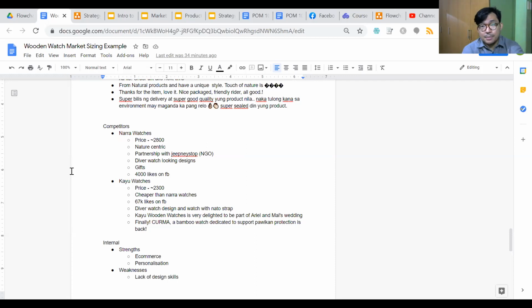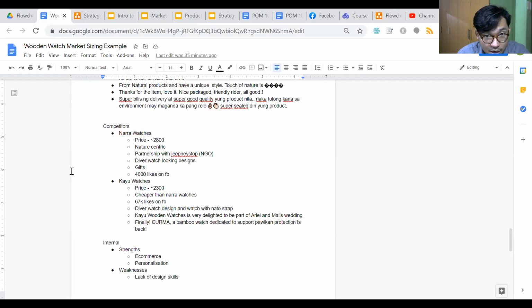The next competitor that we will be looking at is Caillou watches. They're pricing it a little bit cheaper at 2,300. They have 67 likes on Facebook, so they're actually a lot bigger than Nara watches. They have a diver watch design and a watch with the NATO strap. I'm pretty sure NATO strap is what you call that, the cloth strap thing. I don't really have one right now on me. For the watch experts out there, feel free to correct me if I'm wrong.